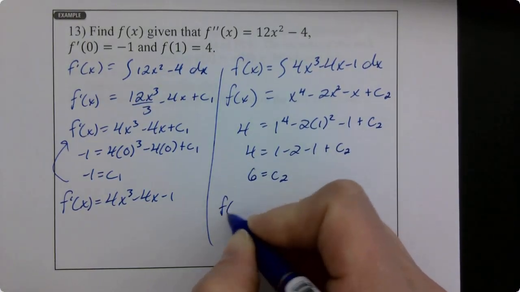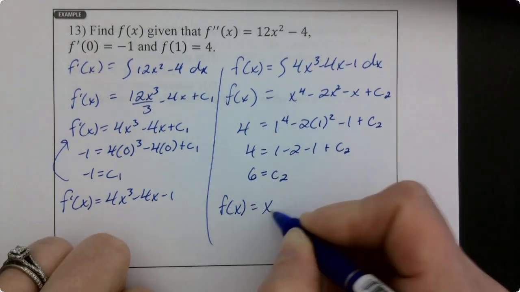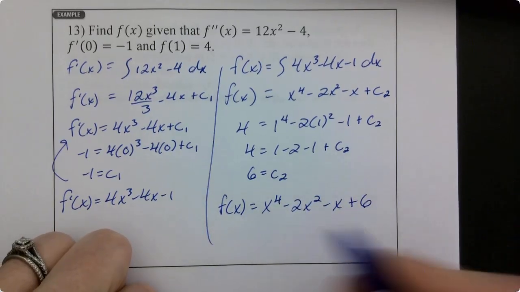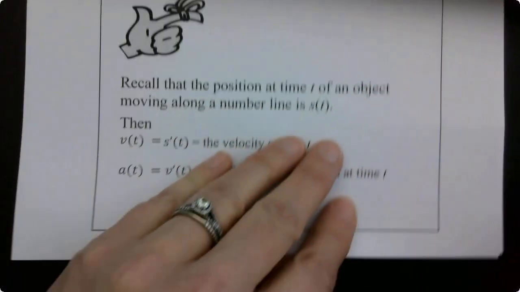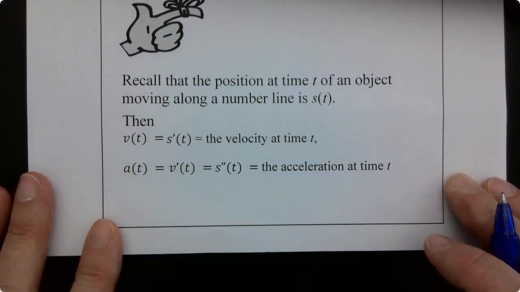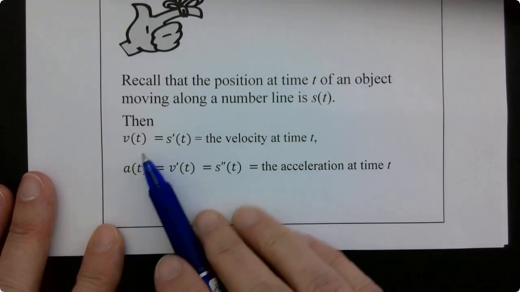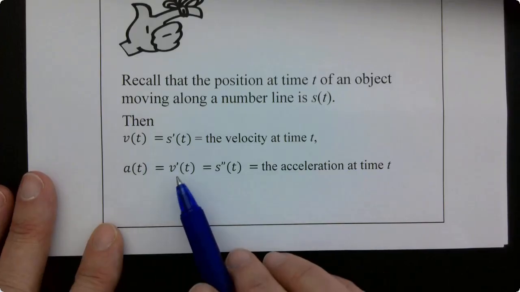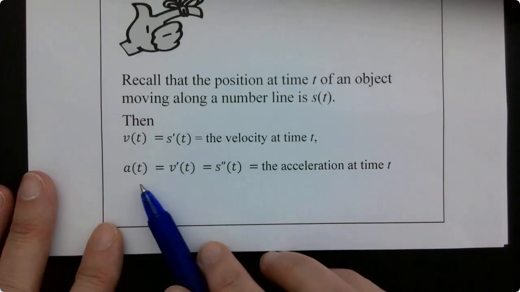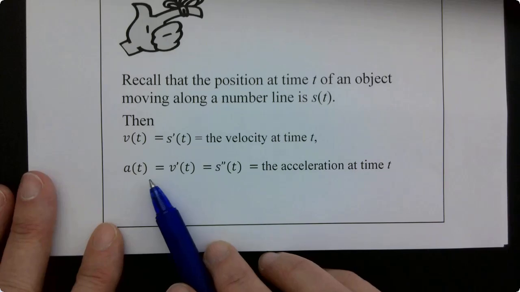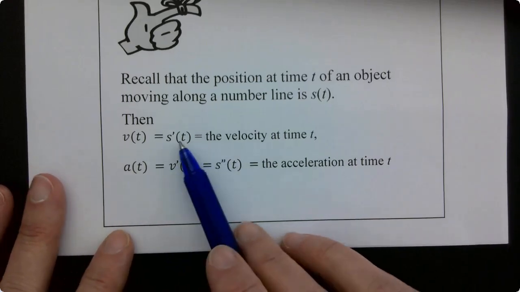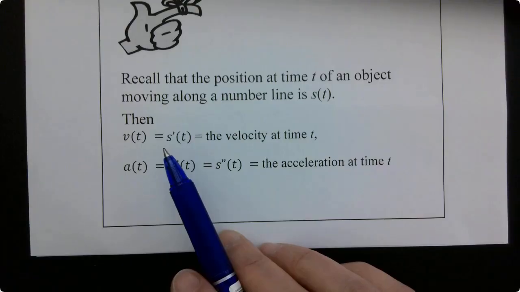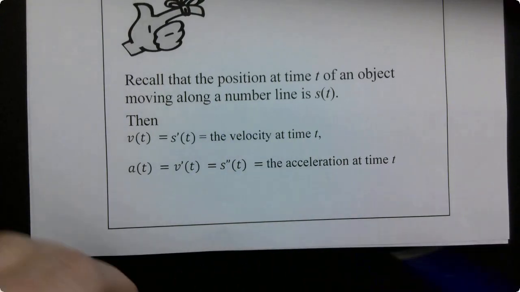So now we know that f of x is going to be x to the fourth minus 2x squared minus x plus 6. This problem is just to take you back to when we talked about particle motion. Remember that if you take the derivative of the position function, you're going to get the velocity function. And if you take the derivative of the velocity function, you're going to get the acceleration function. So when we did this before with derivatives, I was giving you position and you were finding velocity and acceleration. Now I can give you information about acceleration and velocity, and you can answer questions about position.